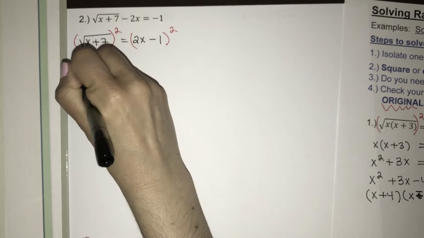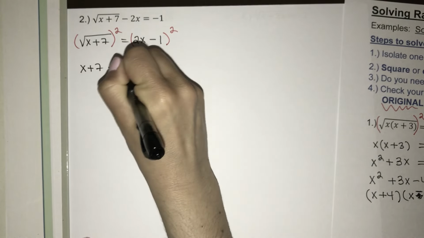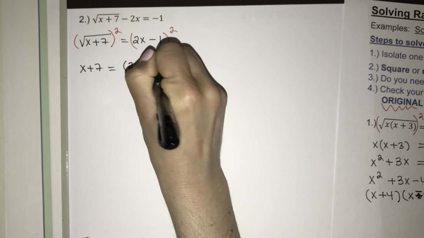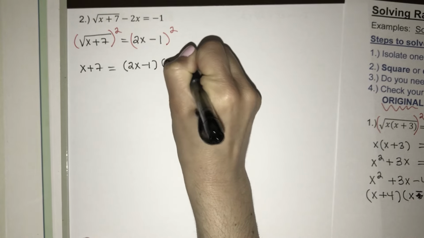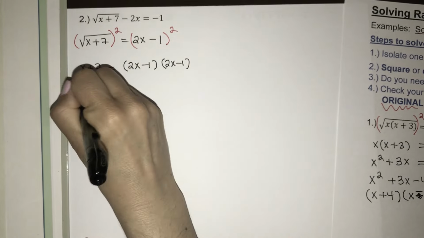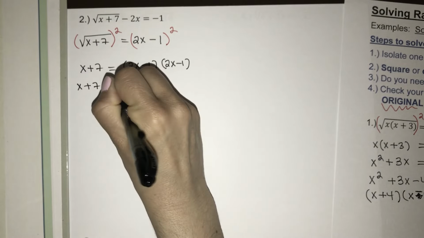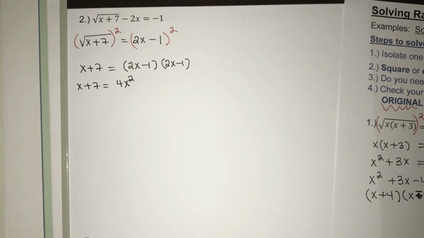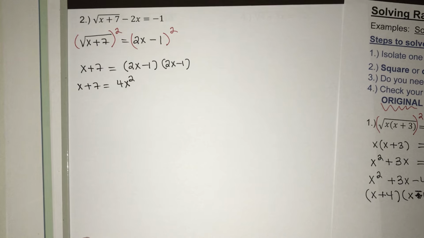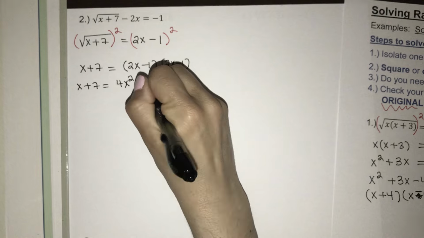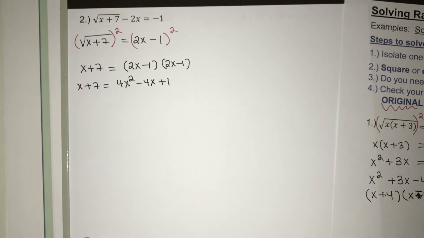On the left side, we just get x plus 7. You could write this out twice. We have to FOIL. And you also need to combine your like terms. So after I FOIL and combine like terms, this is what you get. Okay, so I've already combined the like terms. This is quadratic, so what we're going to do is set the equation equal to 0, see if we could factor.